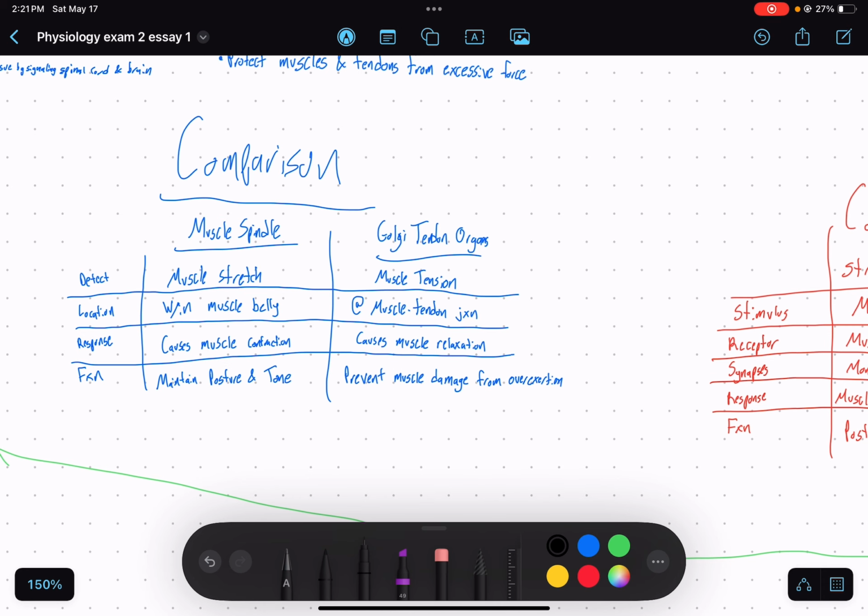So, just comparing real quick, the muscle spindle detects muscle stretch and is located within the muscle belly, inside the muscle. Its response causes muscle contraction, and its function is to maintain posture and tone. While the Golgi tendon organ detects muscle tension. It's at the muscle tendon junction. It causes muscle relaxation and prevents muscle damage from overexertion.